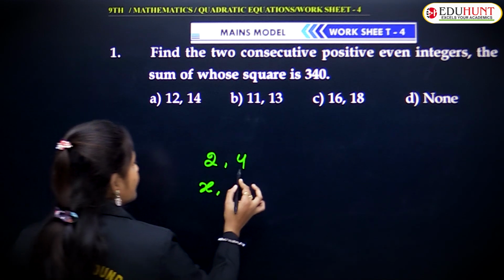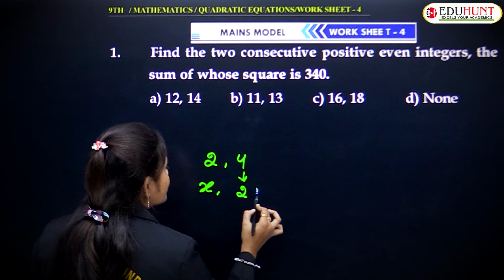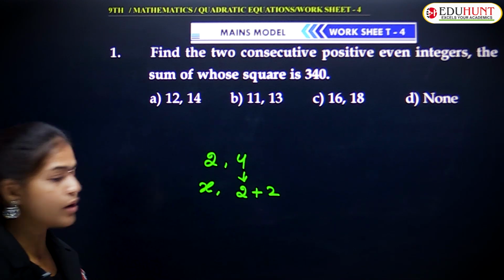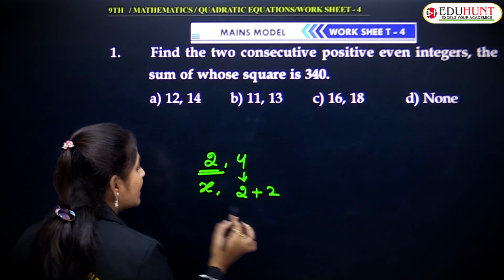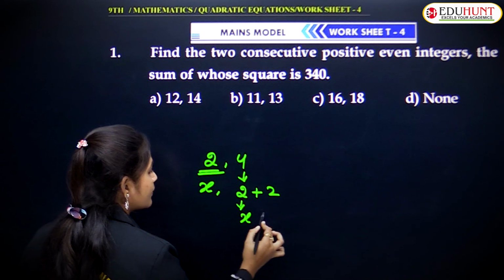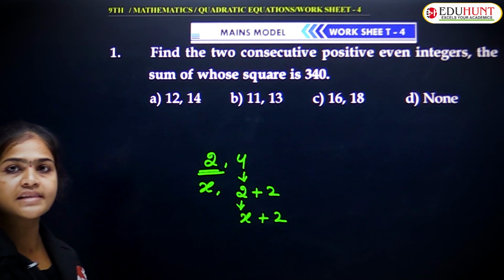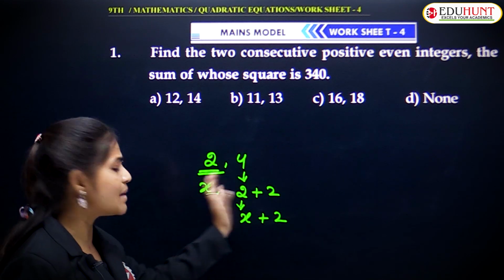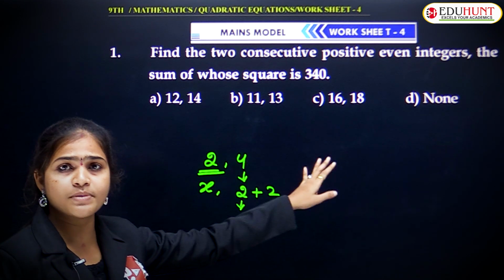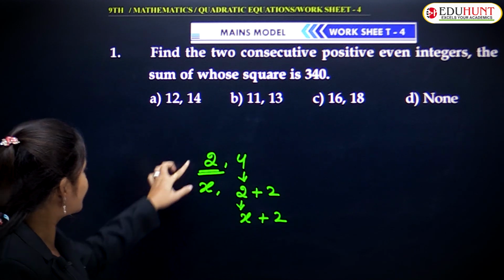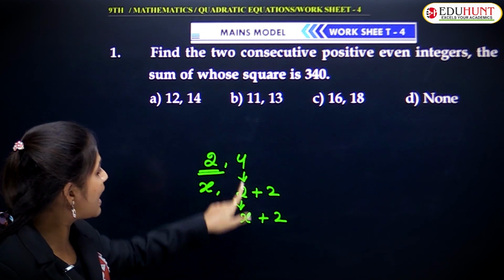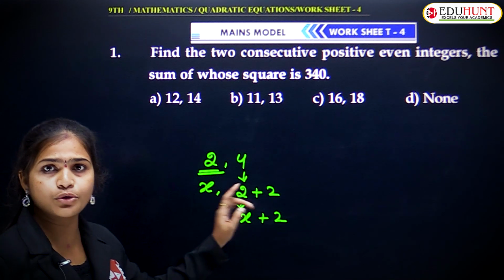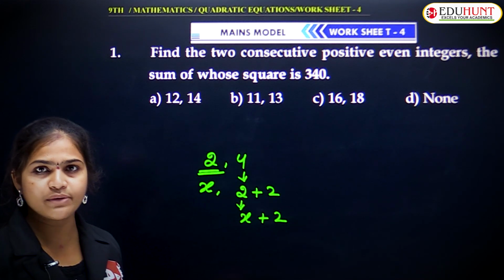Clear? Next, 4 we can write as 2 plus 2. So for the first number 2 we take x, and for 4 we take x plus 2. We should not take it any other way, because then you would get something like 2x, which is not possible for the 6. That's why we take 2 as x and 4 as x plus 2. So let us take the 2 consecutive positive even integers like this.